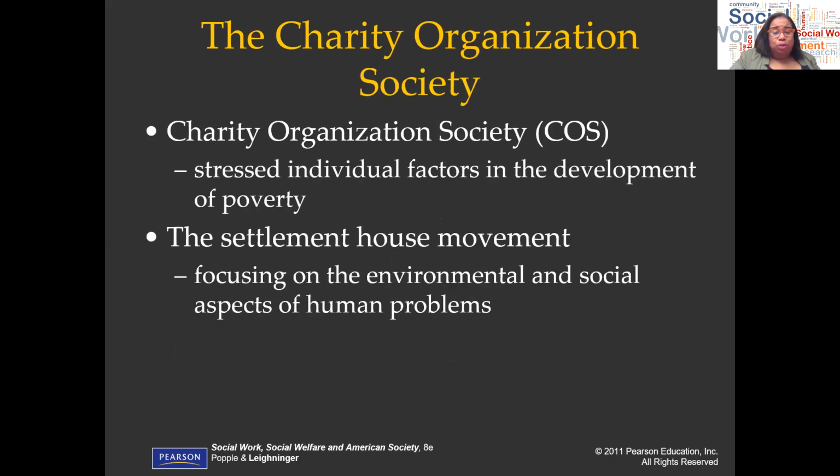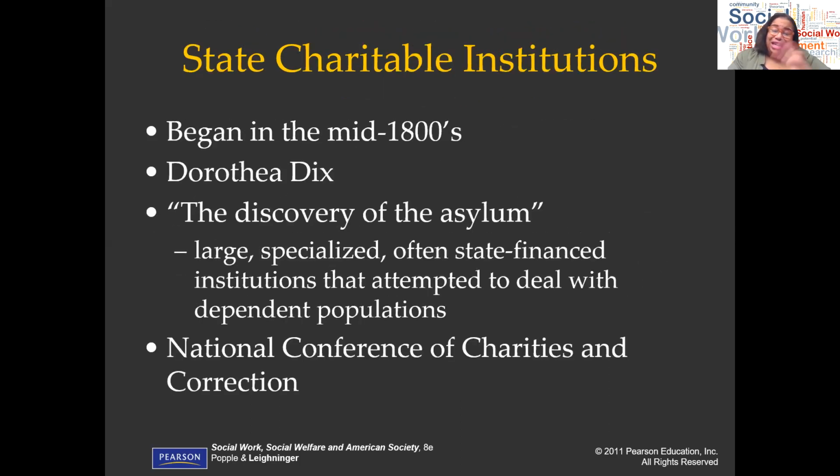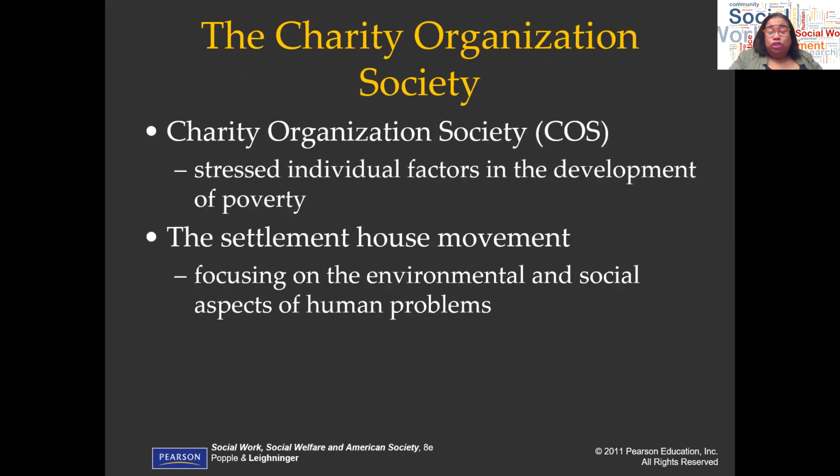Now, I'm going to go on a little bit. Actually, let me back up a little bit. And again, this is just a review of what you probably already had in Intro to Social Work. We talk about some of the key players that sit at the table in developing the social work profession. We have Dorothea Dix. Again, we're coming down, we talk about our charity organization societies. Let's not forget about the settlement house movements.